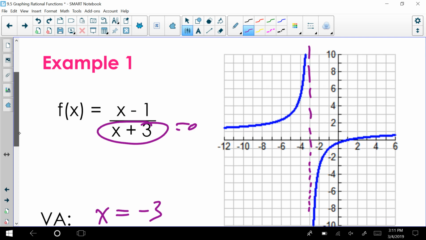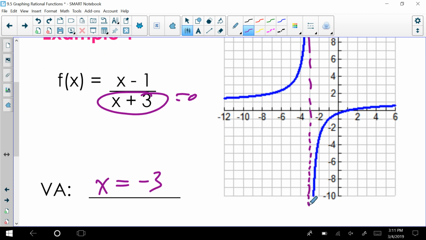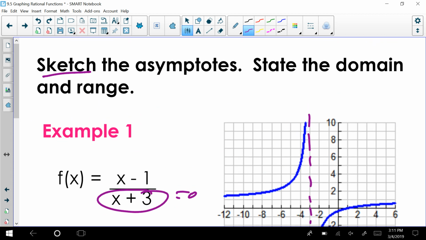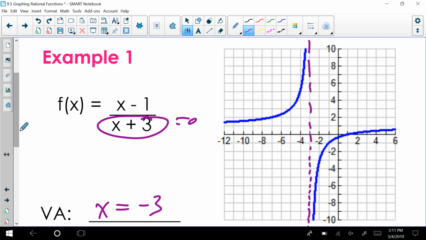Look at our graph. It doesn't hit that dotted line, that dashed line. So that is an asymptote. And it did tell me to sketch them, so I have to do that drawing in there.